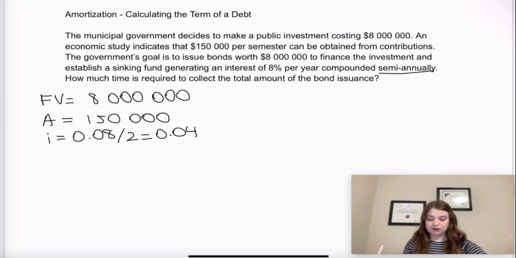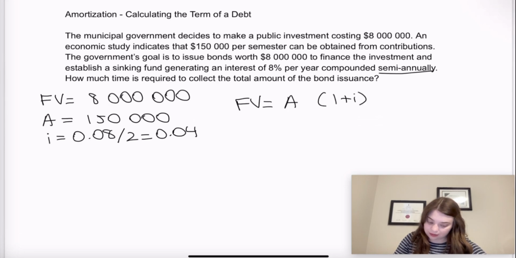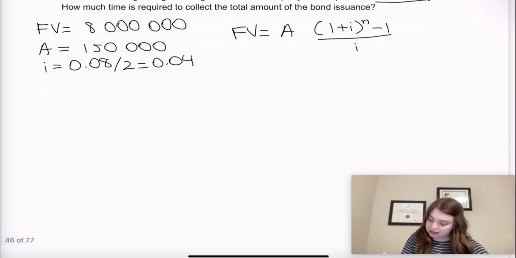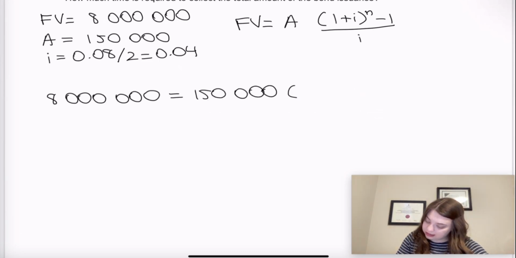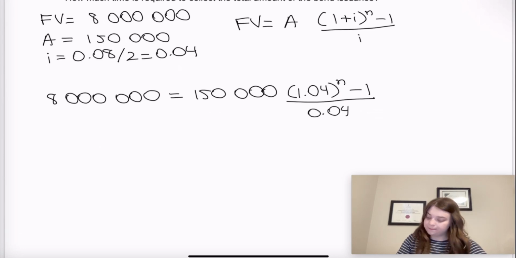So just to remind everyone what that would look like, that's going to be future value is equal to the payment times 1 plus i to the power of n minus 1 over i. So that means in this case that $8 million is equal to $150,000 times 1 plus i, so that's going to be 1.04 to the power of n minus 1 over i, which is 0.04.